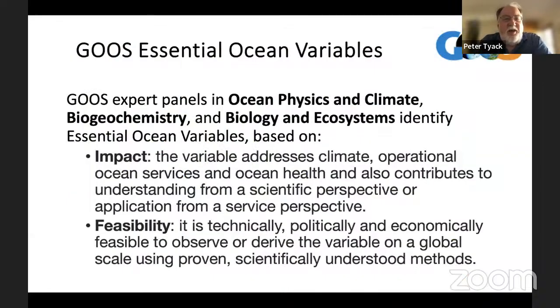How about the decision about what you need to measure for this kind of large-scale system? Goose has expert panels in three areas linked to those societal issues: ocean physics and climate, biogeochemistry, and biology and ecosystems. Each one of these panels identifies the essential ocean variables in their area. Depending on the impact, the variable has to address these issues and also contribute to understanding from a scientific perspective, or the application of them for a service for the societal issues. And it has to be technically, politically, and economically feasible to make the observations.